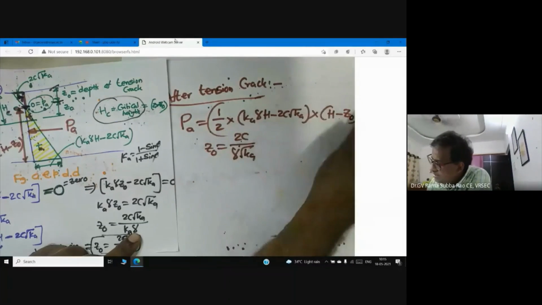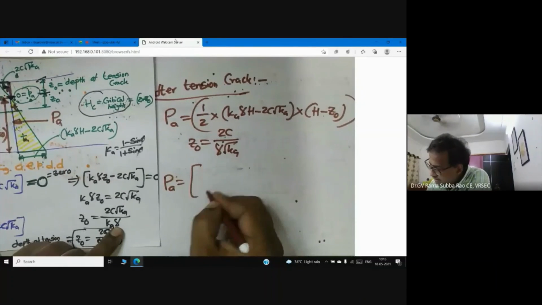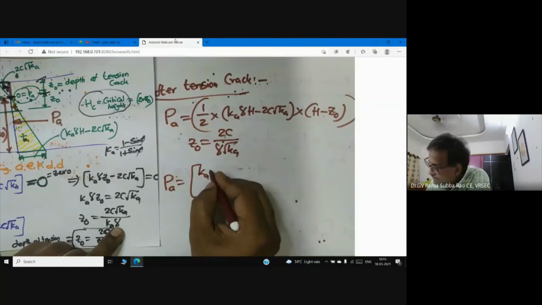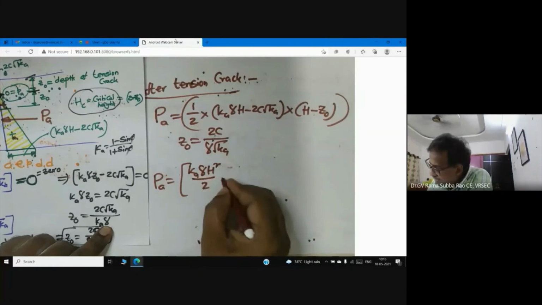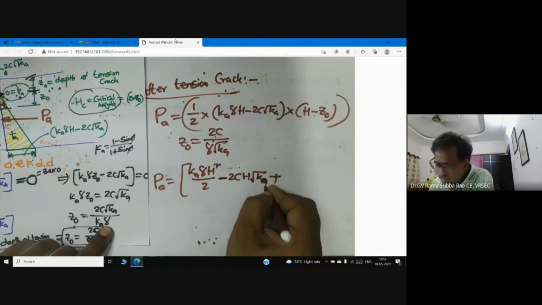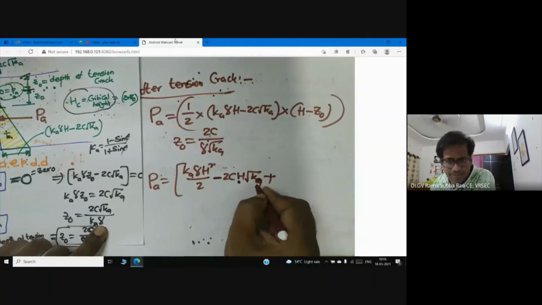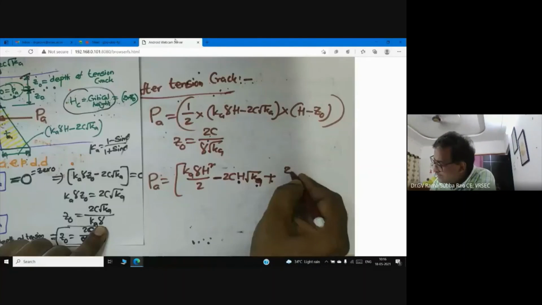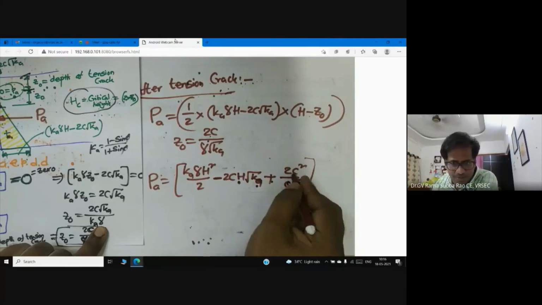Once you do it, you will get Pa is equal to whatever you got in the last class, in the last discussion, Ka gamma h square by 2. This is our previous class. Present class: minus 2ch root Ka. Don't forget h here. H means height of the wall. Minus 2c root Ka, plus 2c square by gamma.